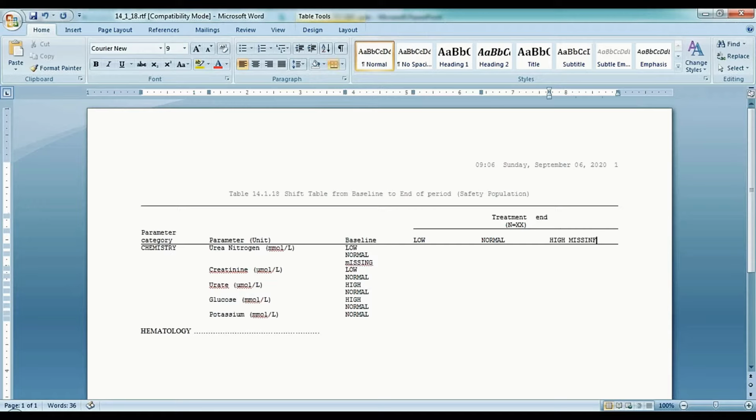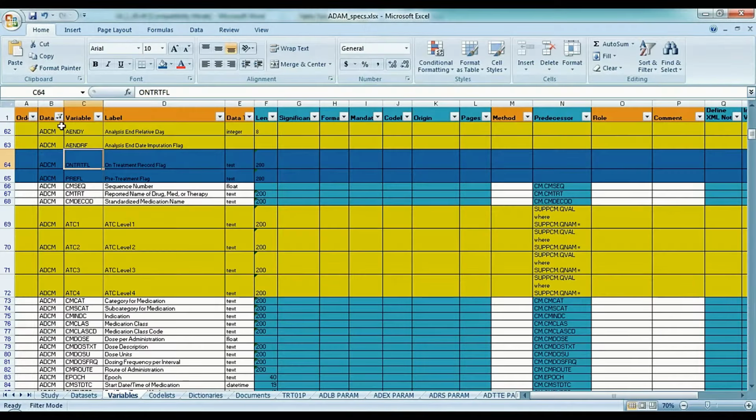This question is expected in the interview, because some programmers may not know how to display this. If it is missing, sometimes you have to display missing if the statistician requires it. Otherwise, we can simply use the reference ranges in the laboratory ADaM dataset. So what are the actual variables to pick up?